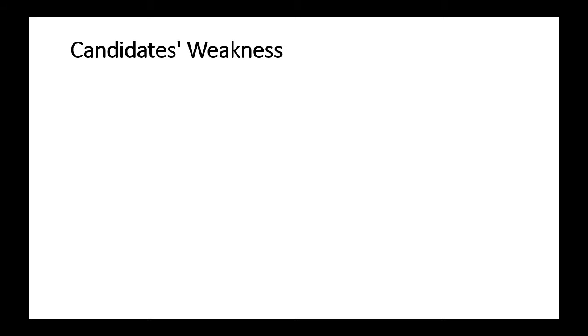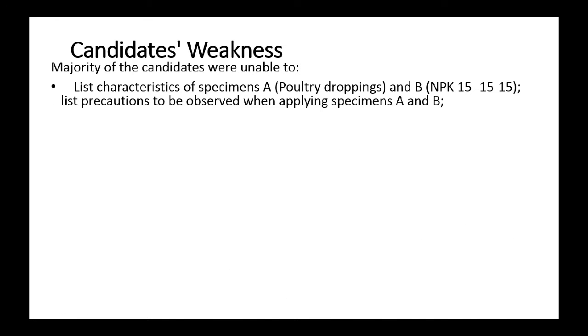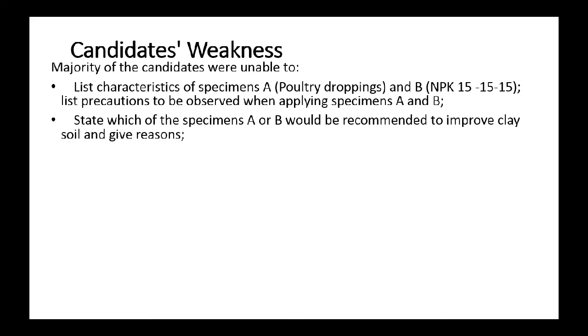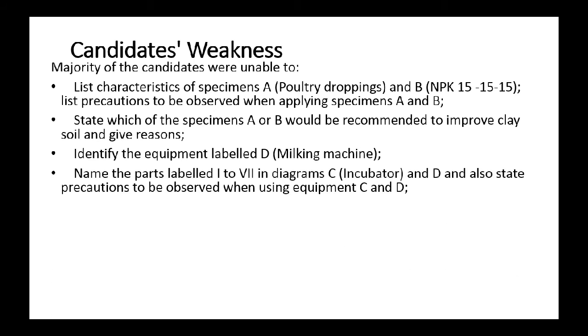These were the following weaknesses that were identified in the paper. 1. The majority of the candidates were unable to list the characteristics of specimens A and B. They were unable to list the precautions to be observed when applying specimens A and B. They were unable to state which of specimen A or B would be recommended to improve clay soil and give reasons. They were unable to identify the equipment labeled D. They were unable to name the parts labeled I to VII in diagrams C and D, and also state precautions to be observed when using equipment C and D.